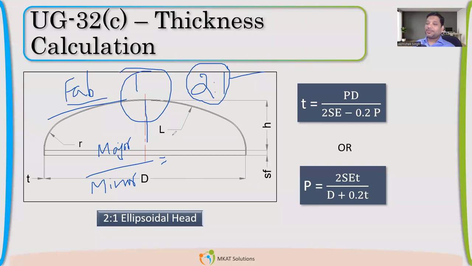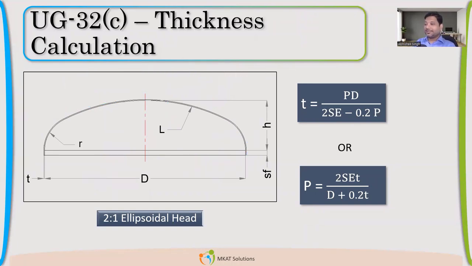So if I remove the corrosion, for the major ID I will have to add, and now don't ask why removing means add. For the minor, again ID plus CA. Now this ratio does not become 2:1. Getting it? Guys, are you able to get it? So even though I have taken 2:1, after adding the corrosion allowance it becomes slightly different from 2:1, and that is the reason we have to go for the mandatory appendix 1 formula. Okay, hope that was interesting.